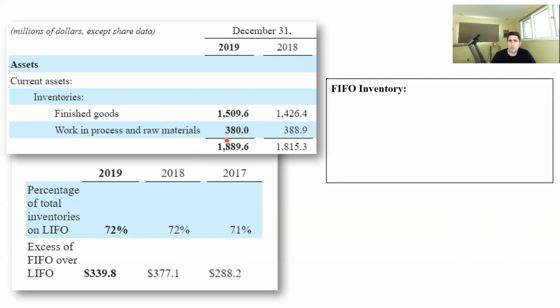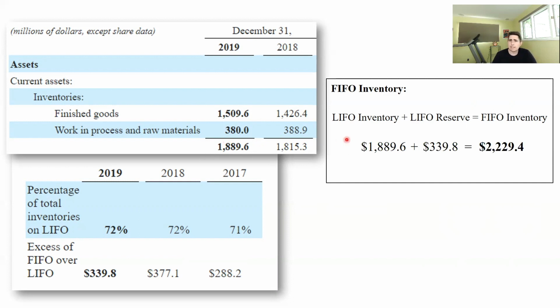To do that, you just use an equation that's in our textbook and in all the course materials. You take your LIFO inventory, add the LIFO reserve, and you get FIFO inventory. In this case it's kind of a mixture, but the equation works fine either way. So we'll take LIFO inventory of 1889.6 and add the 2019 LIFO reserve of 339.8, and we end up with a new inventory balance. That's what it would say on the balance sheet if Sherwin-Williams had made the choice to use FIFO as their inventory cost flow assumption. So 2229.4 would be their FIFO inventory.